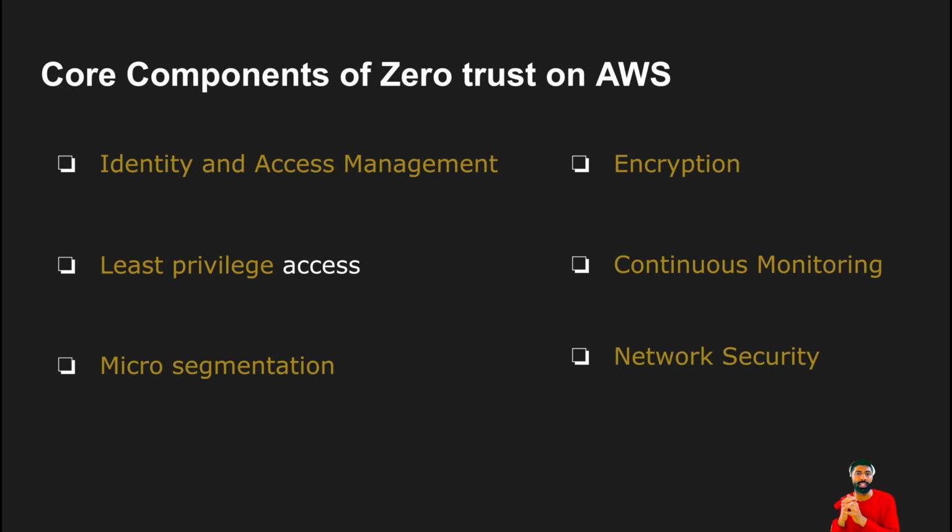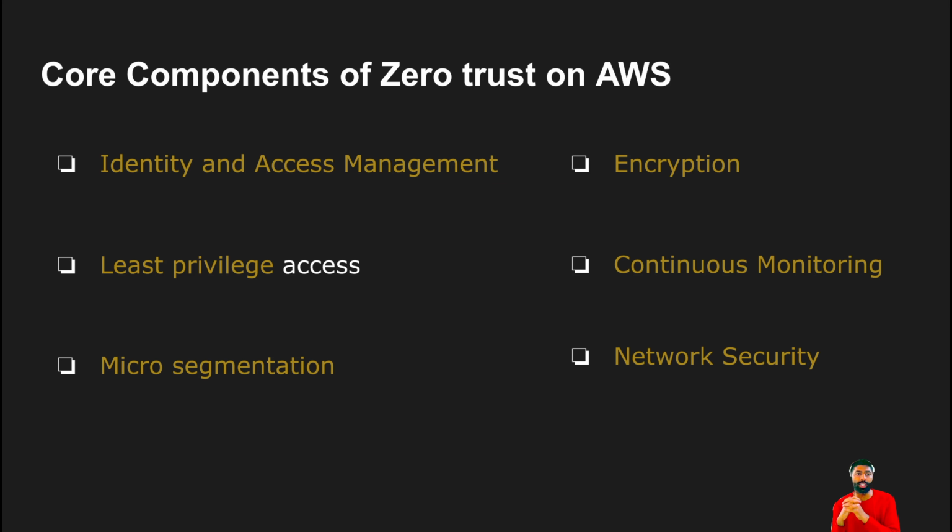Second component is least privileged access. This component says that limit the permissions to only what is necessary using the IAM roles or policies, etc. For example, in S3 buckets in AWS, you can implement S3 bucket policies. In VPC, use security groups, also use network ACLs to enforce the minimal access. And that is what this component talks about.